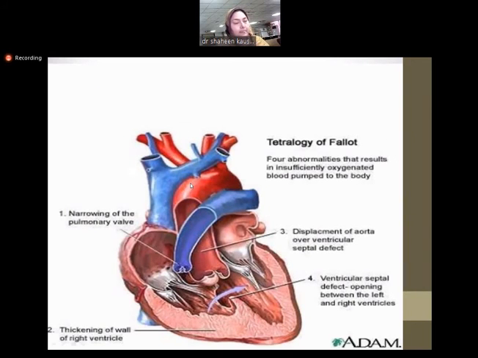Again, there are cyanotic heart diseases. We have finished the acyanotic heart diseases and stenotic heart diseases, and now come the cyanotic heart diseases. As I told you in an earlier slide, there are two main defects in cyanotic heart disease: tetralogy of Fallot and transposition of great vessels. Tetralogy of Fallot is a combination of 4 defects: narrowing of the pulmonary artery, overriding of the aorta, left ventricular hypertrophy, and right ventricular hypertrophy.